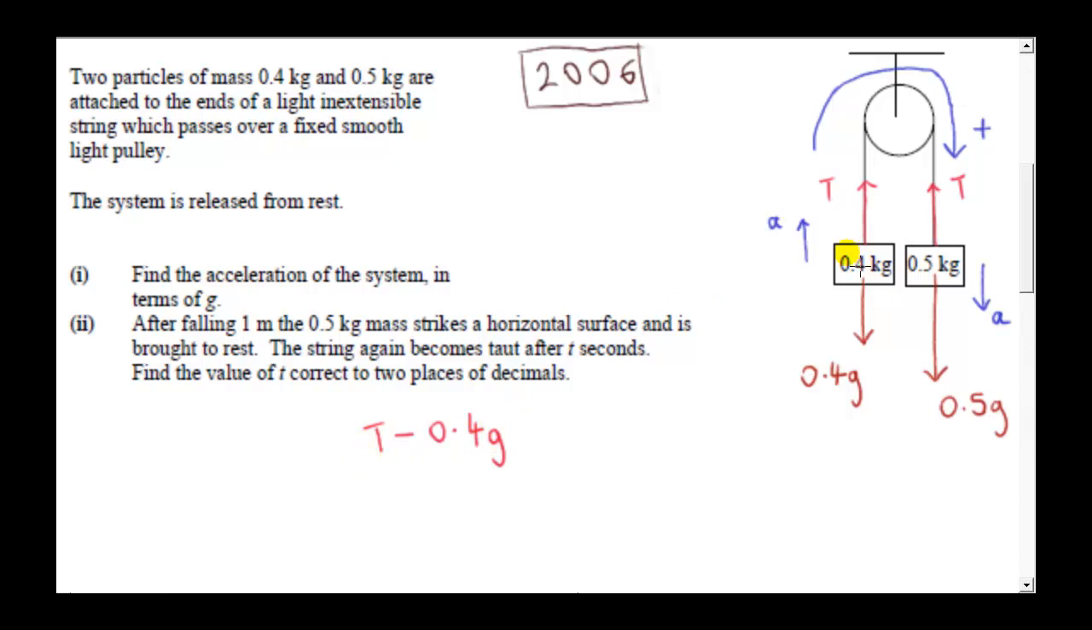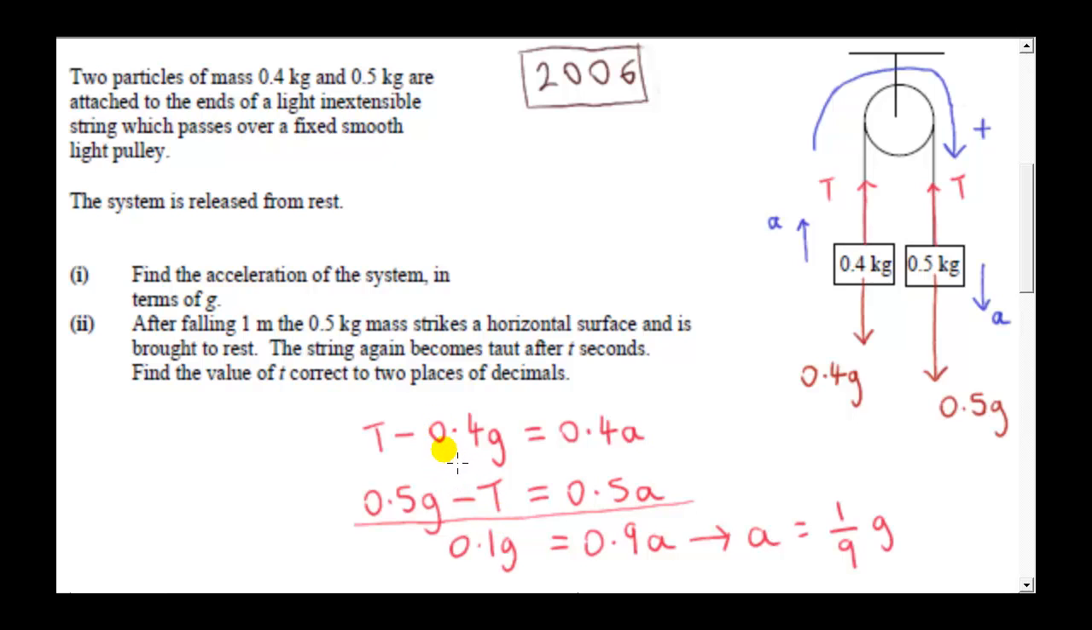So here is the resultant force on the 0.4 kilogram mass. And by Newton's second law, the resultant force is the mass, which is 0.4, times the acceleration a. Here is the force on the 0.5 kilogram mass. So the 0.5g vector is in the positive direction, whereas T is in the negative direction. So this vector is minus T. By Newton's second law, the resultant force on this mass is ma, where m is 0.5.